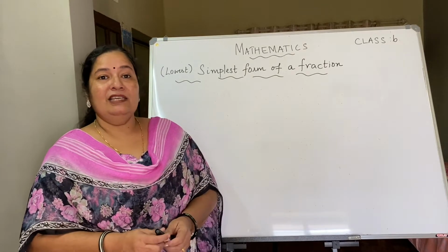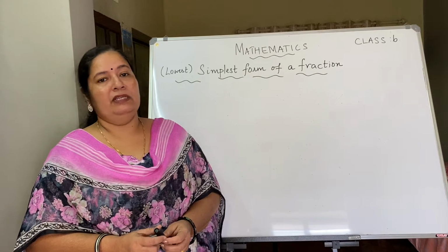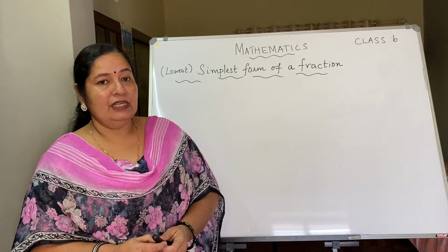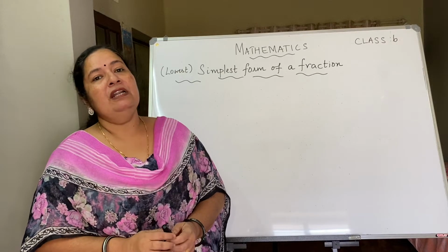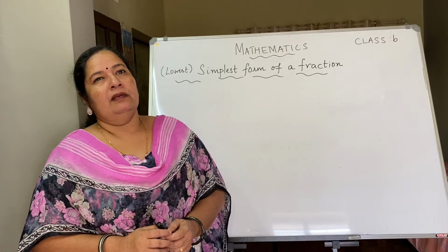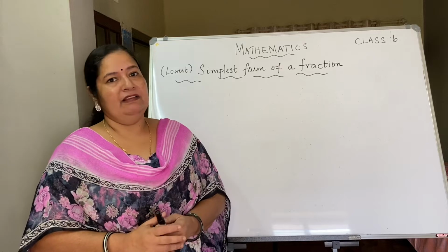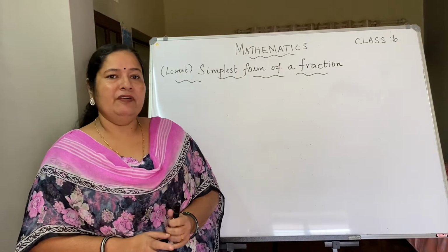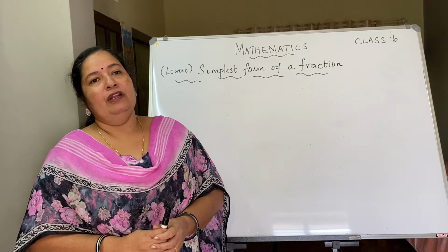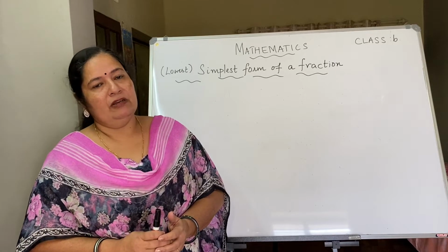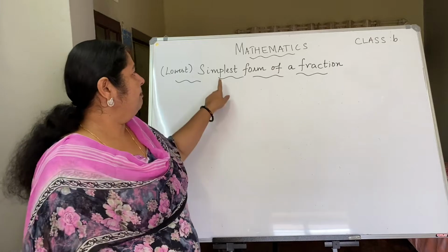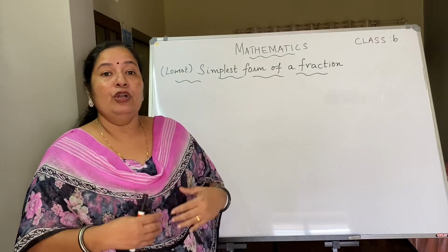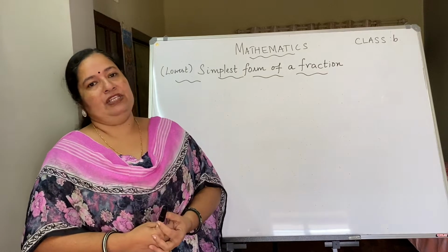The last day we have seen about equivalent fractions, how to find the equivalent fractions if a particular condition is given, and also to compare the fractions, how we do the comparison for like fractions, or in general how to do the comparison. Now today we will be learning yet another concept, that is the simplest form of a fraction. Simplest or lowest form of a fraction.